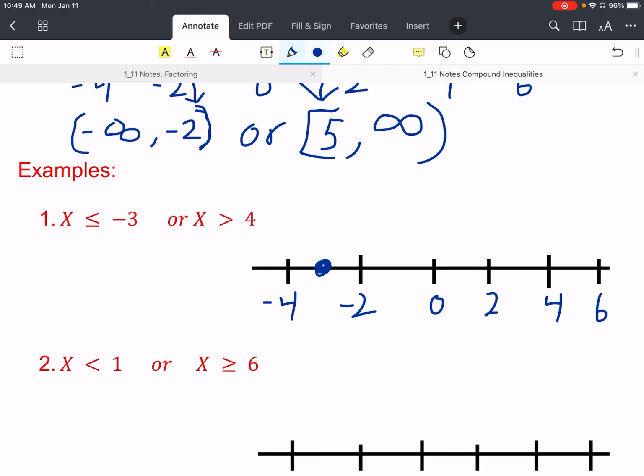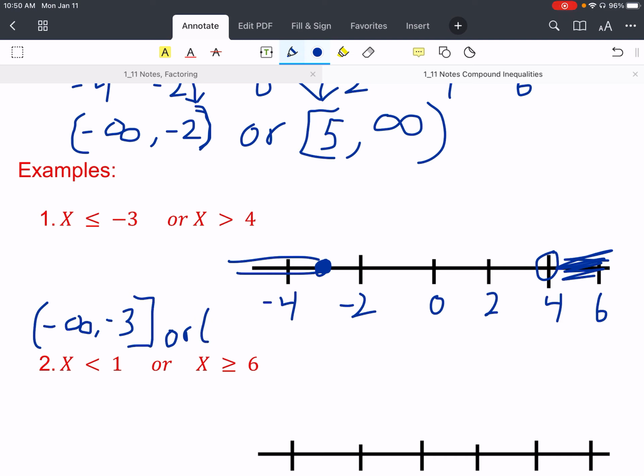So filled in circle at -3, shaded towards -infinity. So the interval notation would be parentheses -infinity comma -3. And because it's a filled in circle, it would be a bracket. Then or x is greater than 4, filled in circle at 4, shaded to the right towards infinity. So because it's an empty circle at 4, I would say parentheses 4 comma infinity.